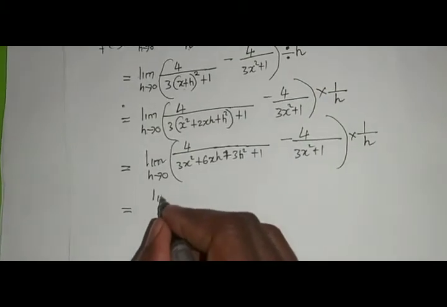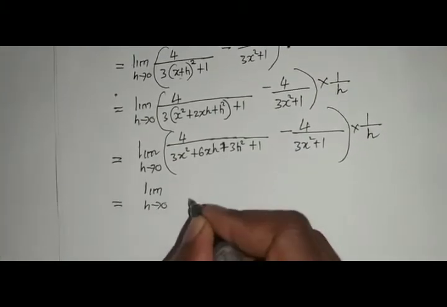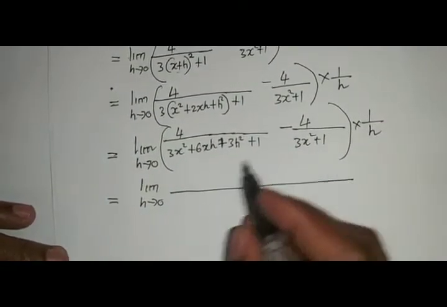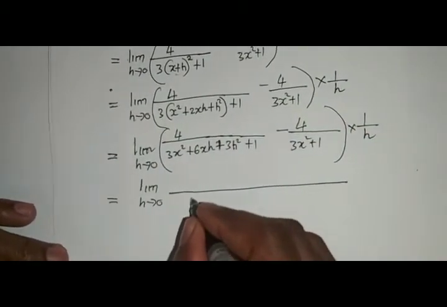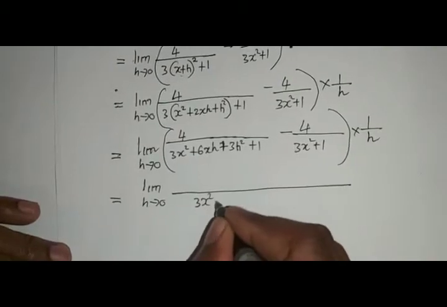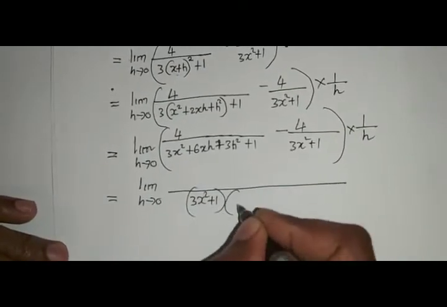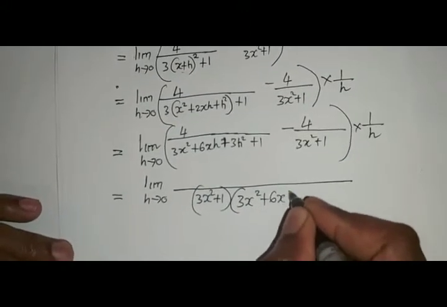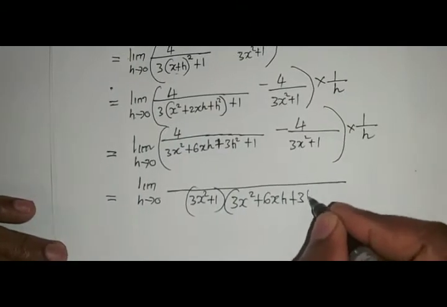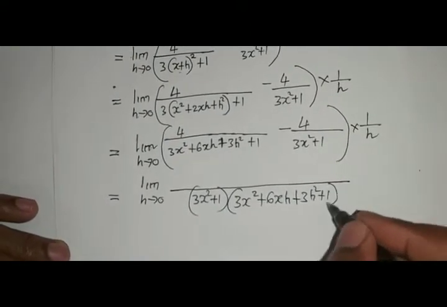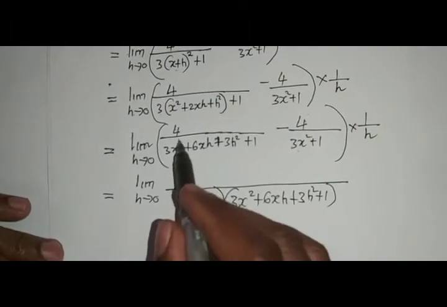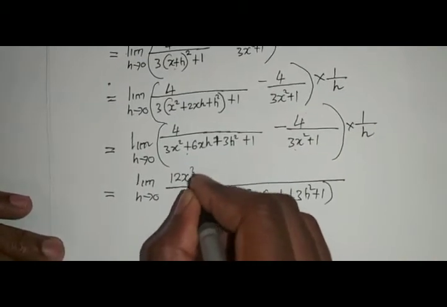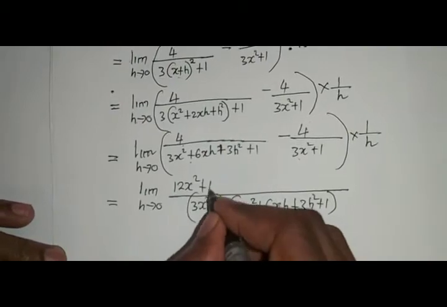Which is now equal to the limit as h approaches 0 of, here we must now look for the common denominator, which means we basically multiply the two denominators. It will be 3x squared plus 1 into 3x squared plus 6xh plus 3h squared plus 1. Then we cross multiply. 4 times 3x squared, I will get 12x squared. 4 times 1, I will get plus 4.